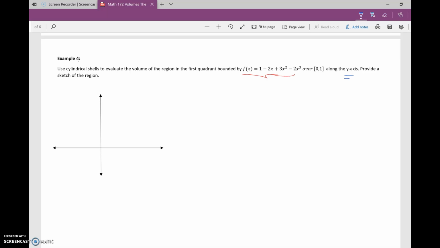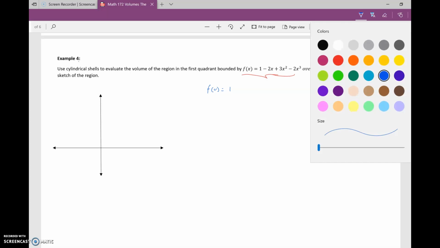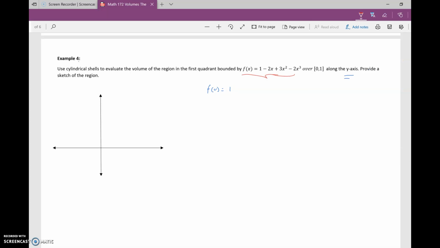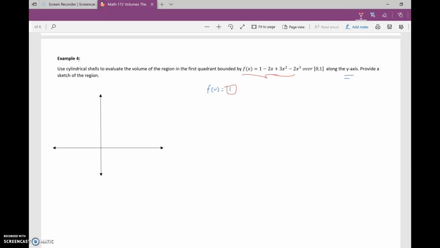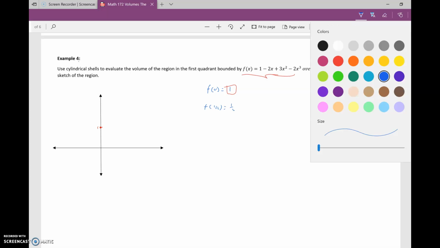So let's actually plug in a couple of values. Let's evaluate f of 0, and at f of 0 I'm getting technically 1 since all the other values cancel out. So one coordinate point is going to be (0, 1). And then if we evaluate f of a half, please plug it in. I'm getting also a half.